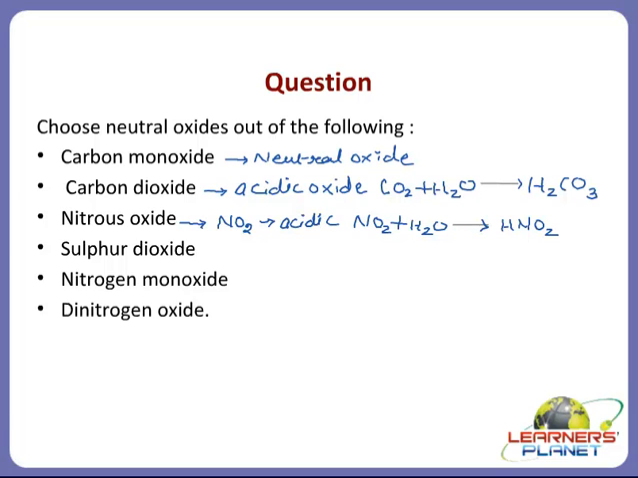Now our next oxide here is sulfur dioxide. Sulfur dioxide is SO2. This is again an acidic oxide. Why acidic? Because SO2, when dissolved in water, forms H2SO3, that is sulfurous acid. So this is an acid. So SO2 is an acidic oxide.